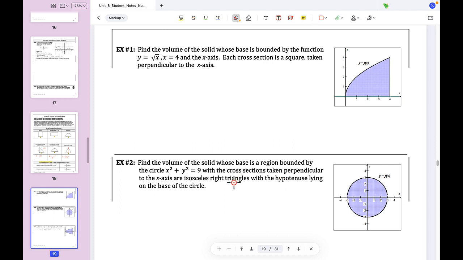It says, find the volume of the solid whose base is bounded by the function y equals the square root of x. Well, there's my y equals square root of x right there. And the line x equals 4, so that's right there, okay? So this is a solid. Each cross section is a square taken perpendicular to the x-axis, all right? So looking straight on, we're going to be looking at basically something like that, right?